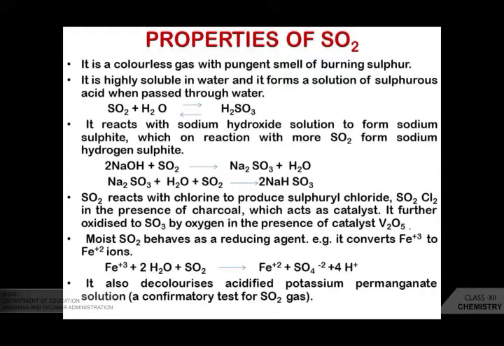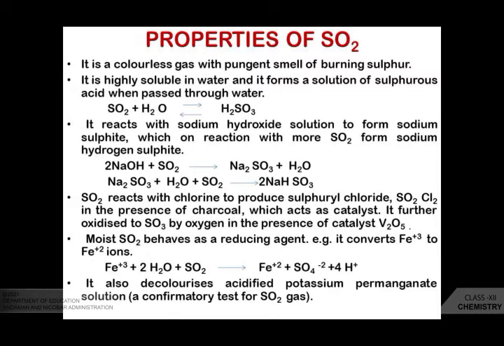The next reaction is that sulfur dioxide reacts with sodium hydroxide solution to form sodium sulfite, which on reaction with more SO2 forms sodium hydrogen sulfite. When sulfur dioxide is reacted with sodium hydroxide, it gives sodium sulfite, and again when sodium sulfite is treated with sulfur dioxide, it gives sodium hydrogen sulfite.